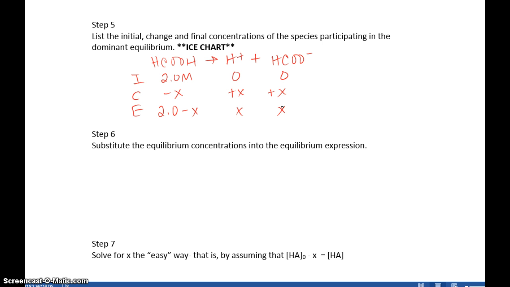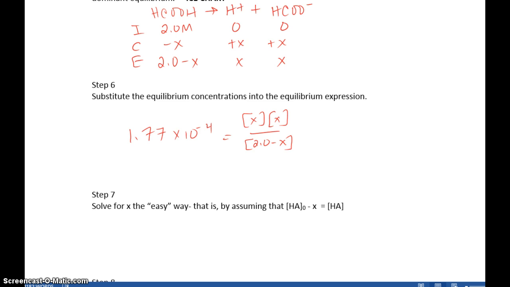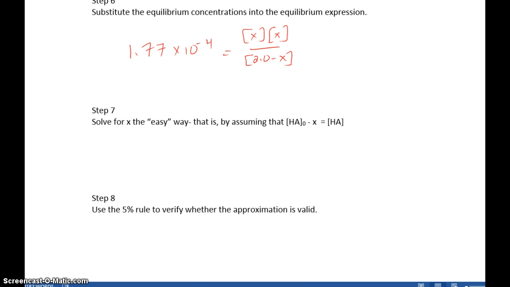Notice I don't even have to take into account that hypobromous acid. It's not the dominant equilibrium, so it's not going to be factored into our problem. This is why we're doing these steps, because if you know these steps, it will really solve any problem that you have. You're going to substitute the equilibrium concentrations back into the equilibrium expression. So 1.77 times 10 to the minus 4th is equal to x squared over 2.0 minus x. And then, since it's so convenient, we're going to solve for x the easy way.